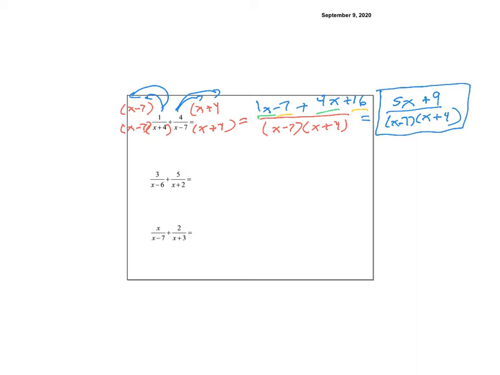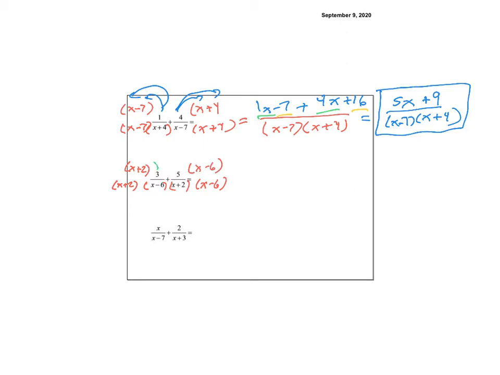All right, and then looking at our next one there, get a common denominator. How do you get a common denominator? You have to use multiplication. So this one's x minus 6, this one's x plus 2. They're not the same, so I'm going to multiply this one by x plus 2. So up here I'm going to multiply by x plus 2. Over here I'm missing an x minus 6, so I have to multiply up here by x minus 6.